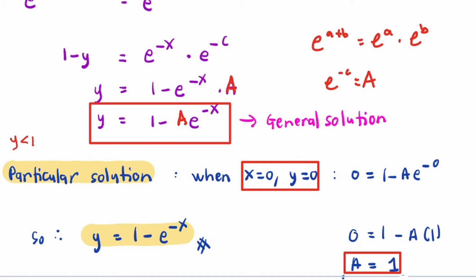Okay, so let's fill in. Your y is 0. So 0 equal to 1 minus A e to the power of negative 0. So e to the power of negative 0 is equal to 1. So you have 0 equal to 1 minus A times 1. Therefore, let's solve this. Your A is equal to 1. So let's back substitute. A is equal to 1. Therefore, the final answer is y equal to 1 minus e to the power of negative x. So this is your final answer.